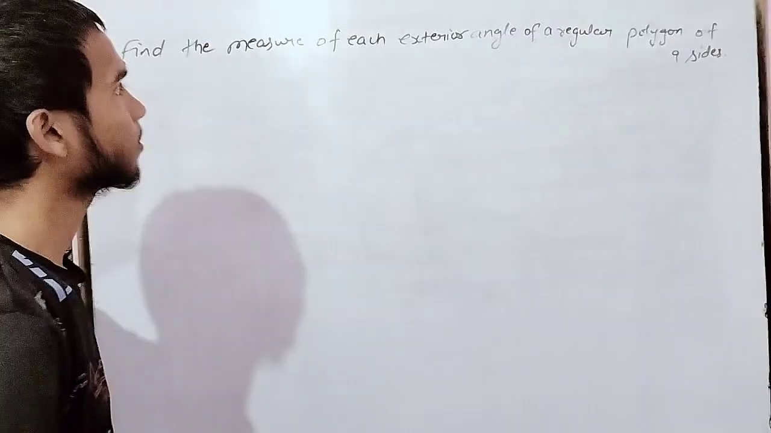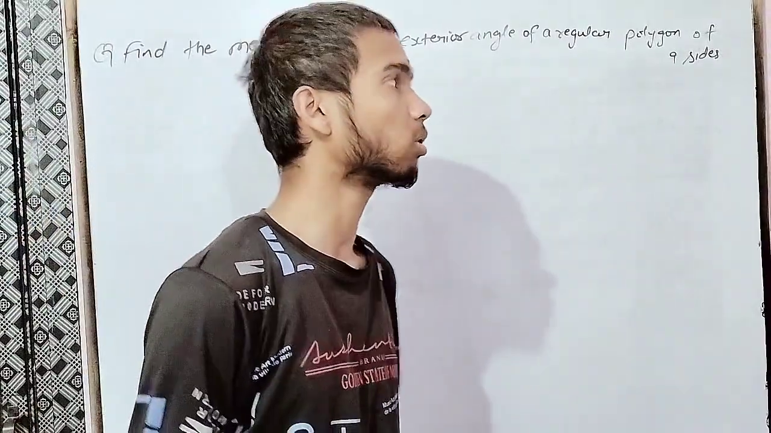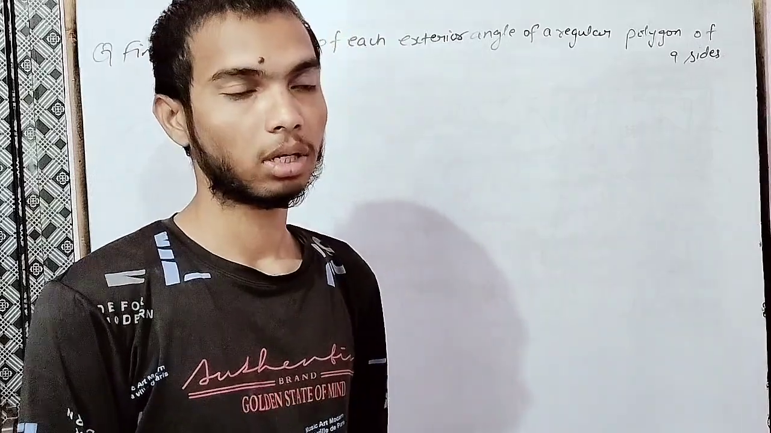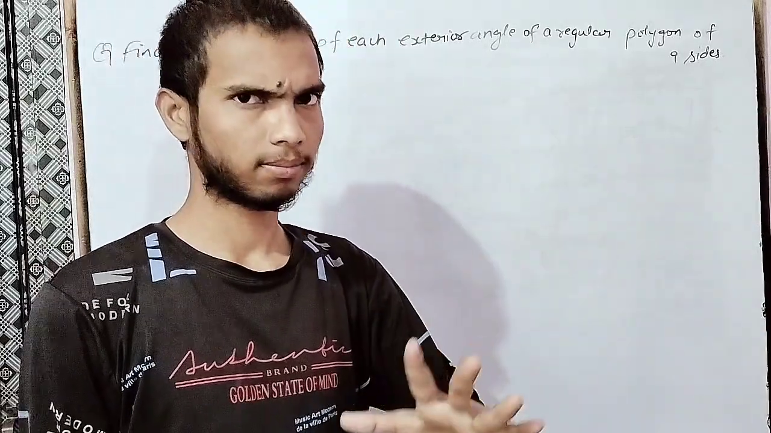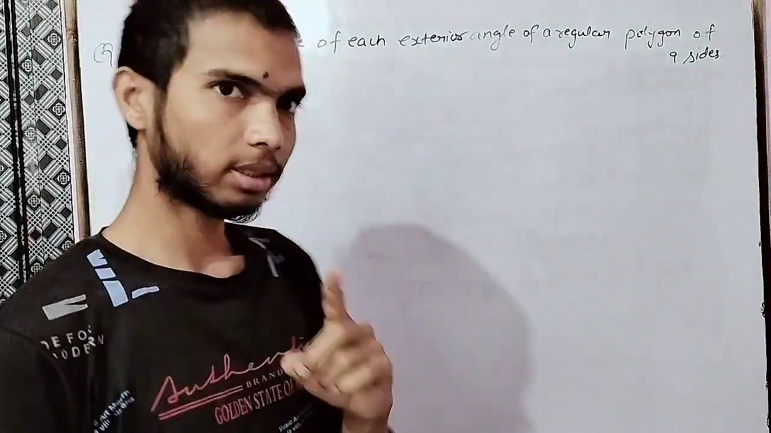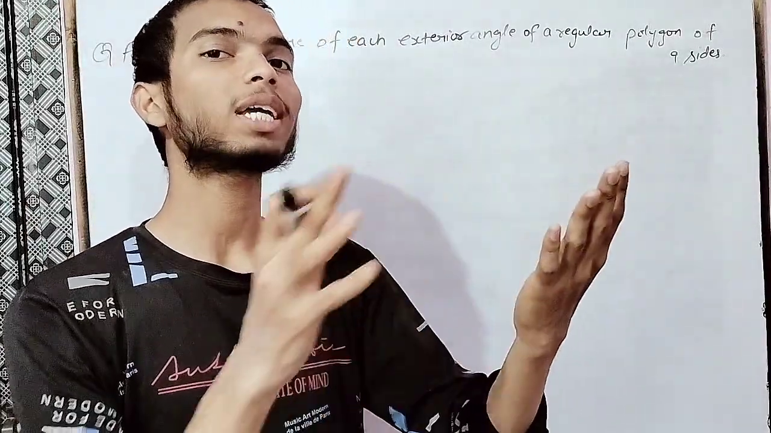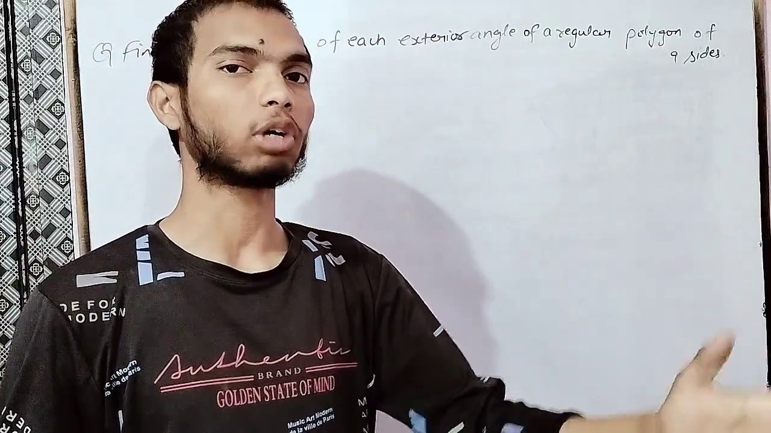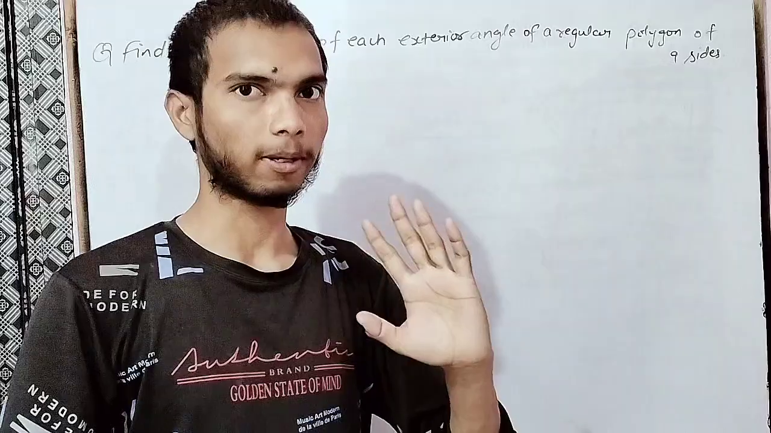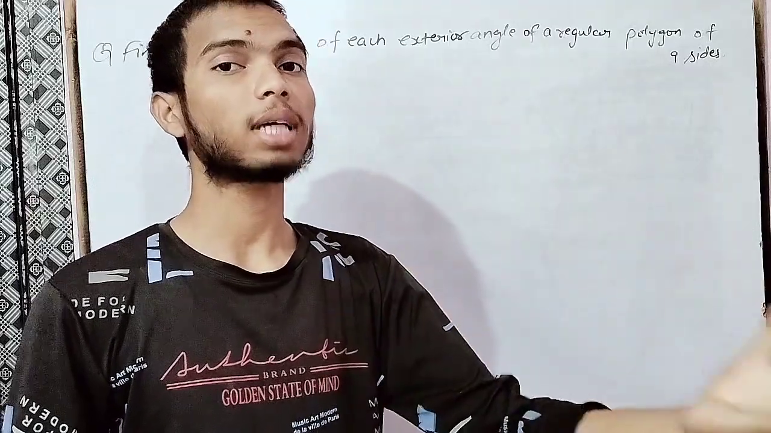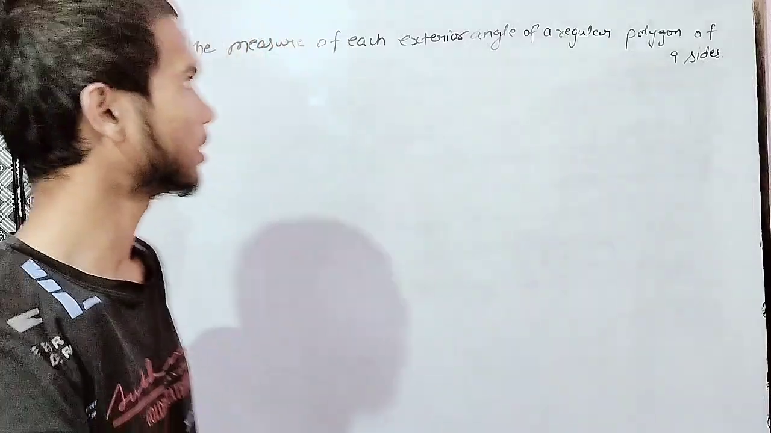Find the measure of each exterior angle of a regular polygon of 9 sides. So the number of sides of the regular polygon is 9. Here it is asking for each exterior angle. To find each exterior angle of a regular polygon, the formula is 360 upon n. We have the number of sides, so we just need to simplify.